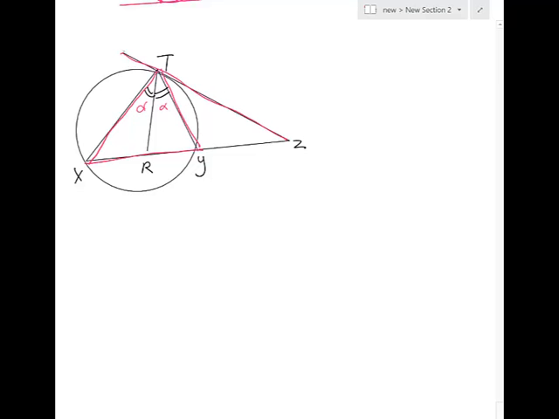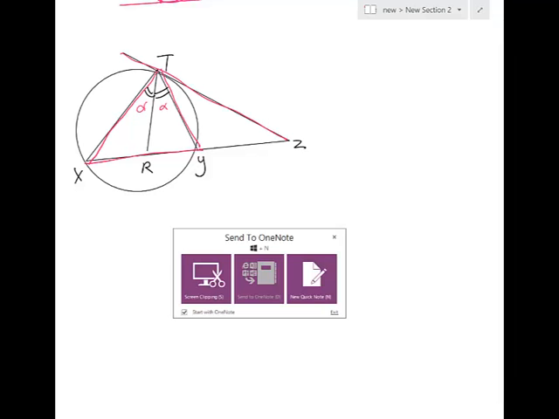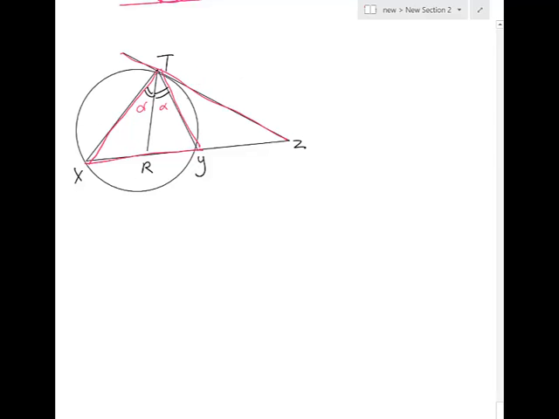So focusing on our tangent TZ and the triangle inscribed in the circle, one of the properties of tangents is that the angle made with the tangent and the chord, so this angle here, is equal to the angle in the alternate segment. So this angle here, we'll let angle ZTY equal beta. We'll call it beta.